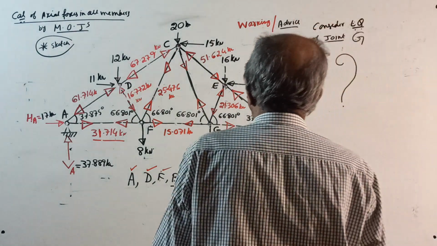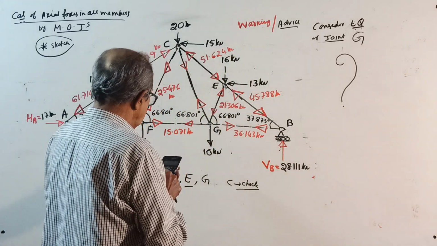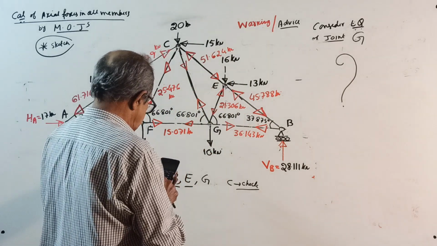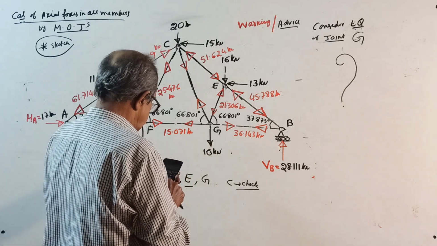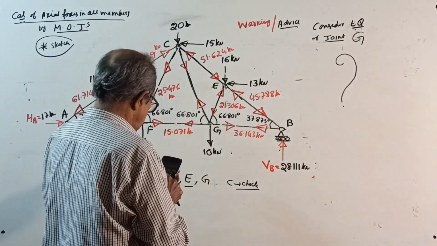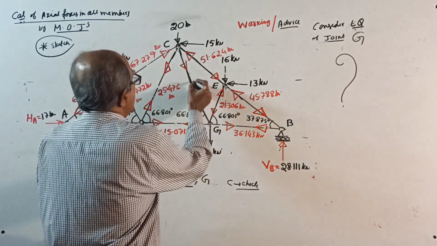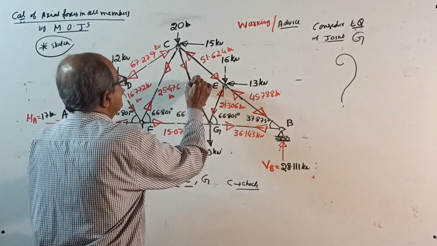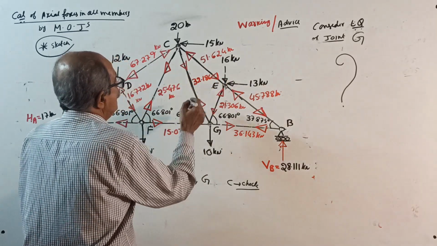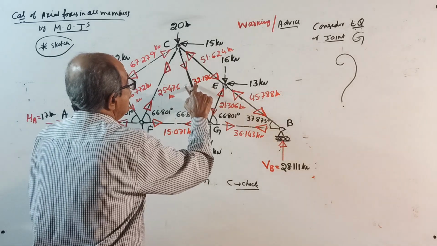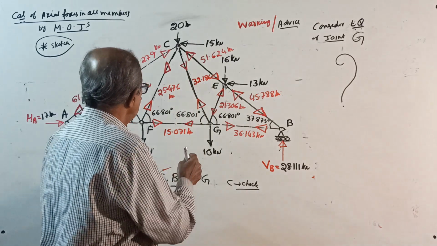If I do sigma V equals 0, I will get this joint 21.306. Calculator is not on. 21.306 into sine 66.801 plus 10, divided by sine 66.801, that is 32.186. I think audible. 32.186.